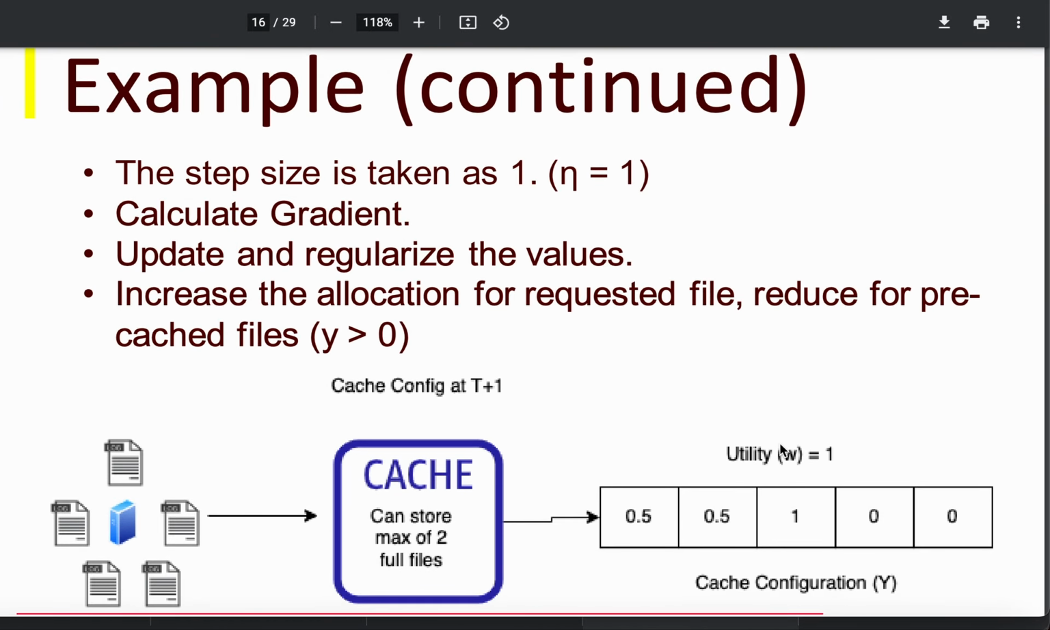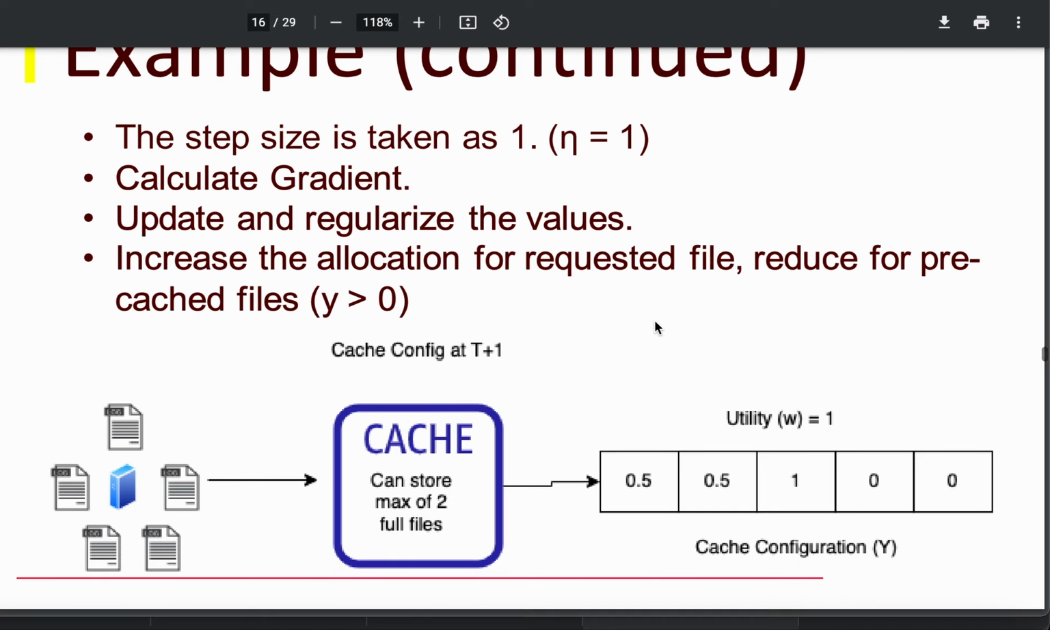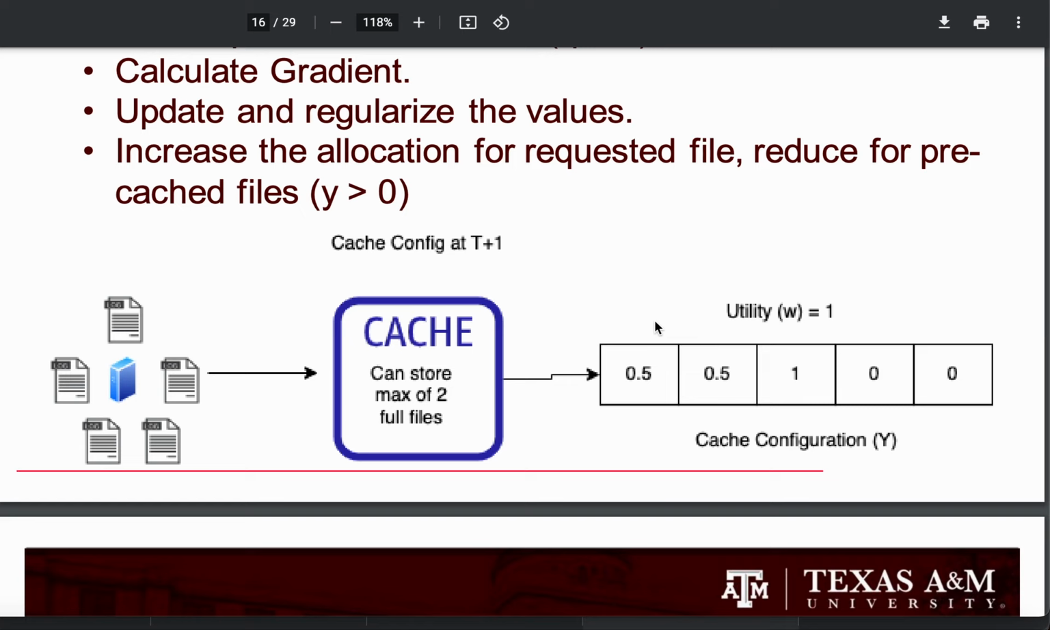Finally, as we said previously, the step size is a hyperparameter, and for our example we're going to assume it to be 1. We calculate the gradient, which is given by w times x. Now we regularize these values, so we increase the allocation for the requested file and reduce it for the previously cached files. In this toy example, at t plus 1, our cache configuration is going to look like 0.5, 0.5 and 1. What does this mean? We now store 50% of file 0, 50% of file 1, and 100% of file 2. This is how the cache gets updated, and this is how the algorithm basically works.